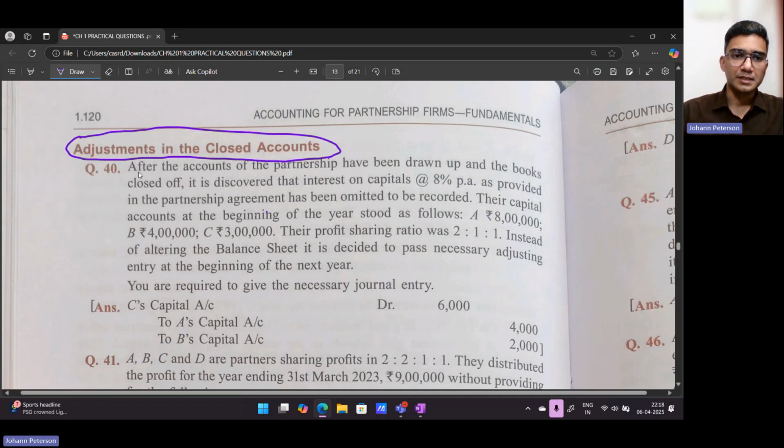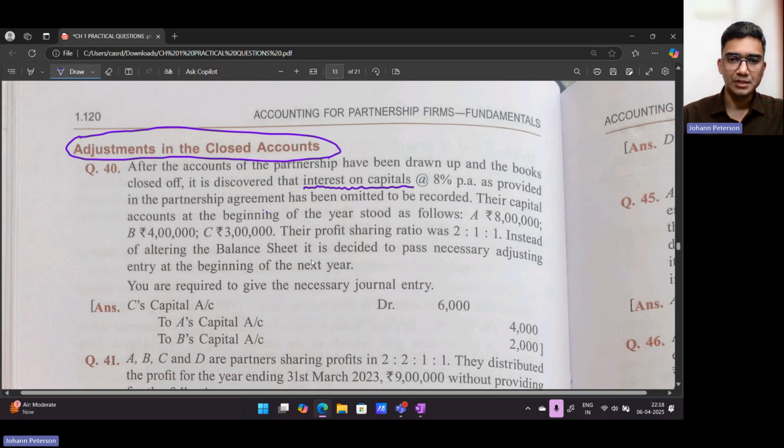So let's see question 40. It says, after the accounts of the partnership have been drawn up and the books are closed off, it is discovered that interest on capital at the rate of 8% per annum, as provided in the partnership agreement, has been omitted to be recorded. So, what has been omitted? Interest on capital. Their capital accounts at the beginning of the year stood as follows: A had a capital of 8 lakh, B had 4 lakh, and C had 3 lakh. Their profit sharing ratio was 2 is to 1 is to 1.